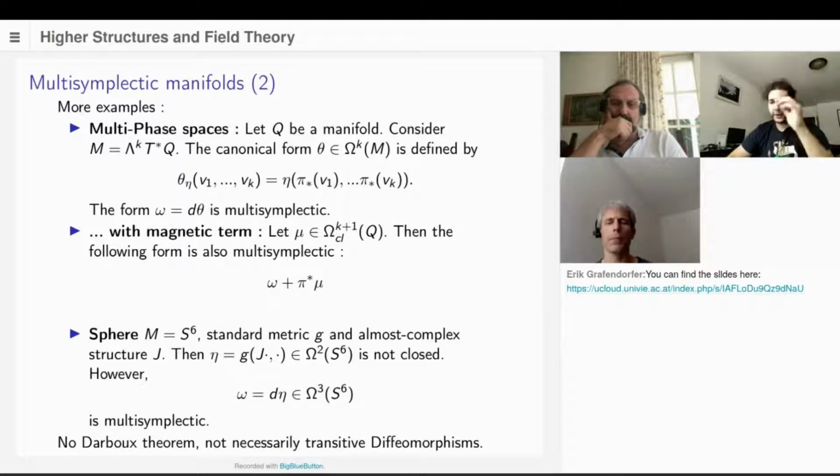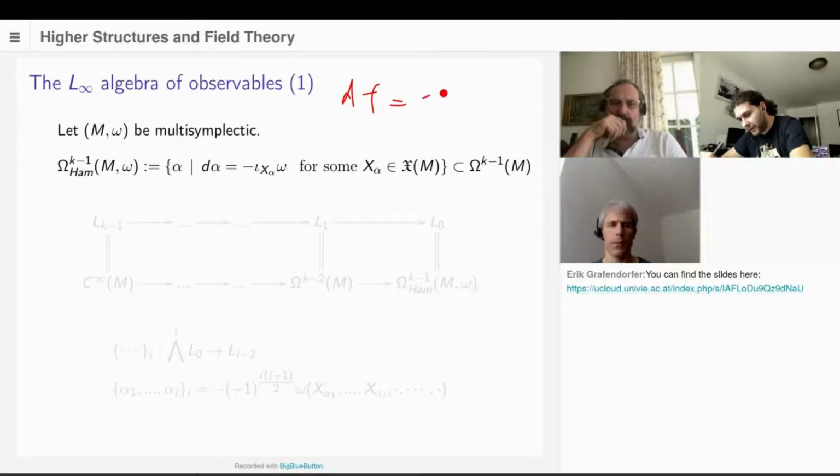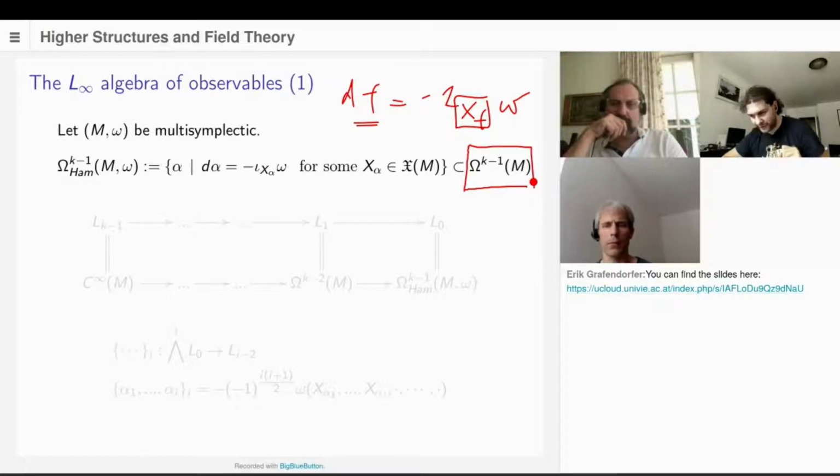Now, what we wanted to do is generalize a comoment map or moment map. And as we saw earlier, for this, we need something like a Lie algebra structure on the observables, on the functions. And we could try to just naively generalize it. So we look at the equation that we had before. df is up to a sign the contraction of X_f with omega. And there is a first thing we notice. If we want X_f to be a vector field, then f cannot possibly be a function. It has to be a k-1 form, just for degree reasons.